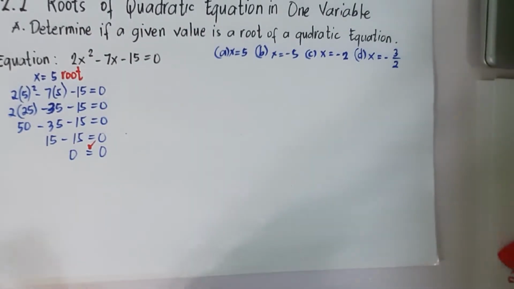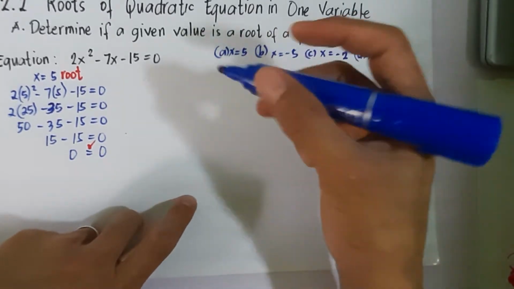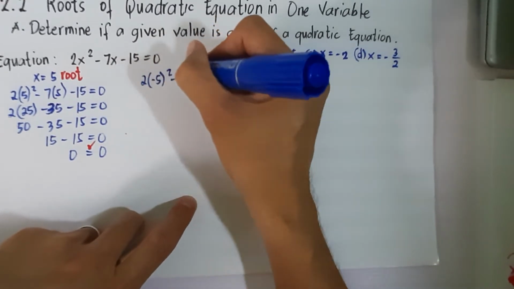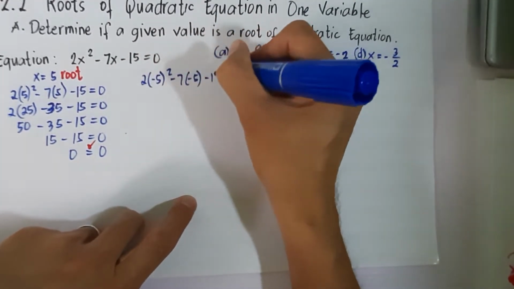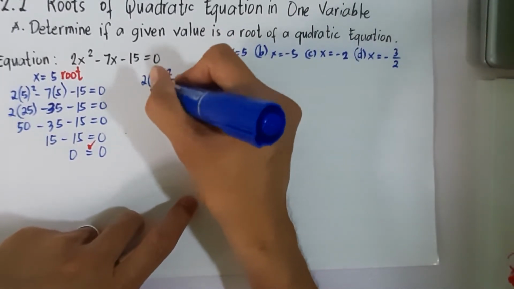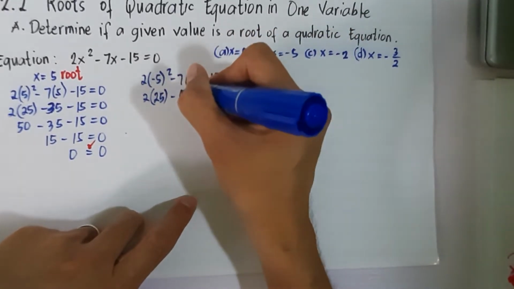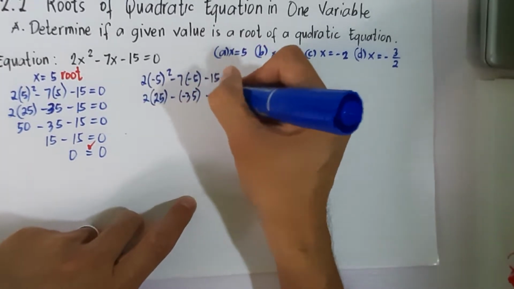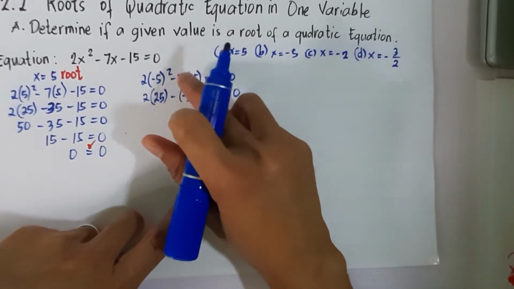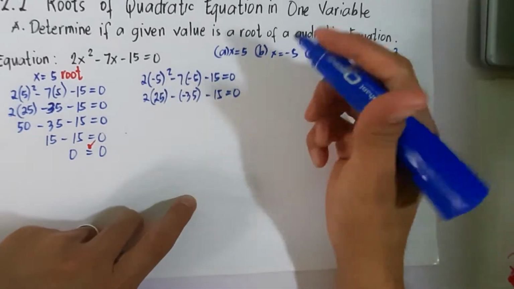Okay? Now, our second value is x equals negative 5. So let's say if this is a root, 2 times negative 5 squared minus 7 times negative 5 minus 15 is equal to 0. So negative 5 squared is 25, and 7 times negative 5 is negative 35. Minus 15 is equal to 0. Please take note that you can just keep these two positive, because negative 7 times negative 5 is positive 35, but I just make it clear so that you will not get confused.